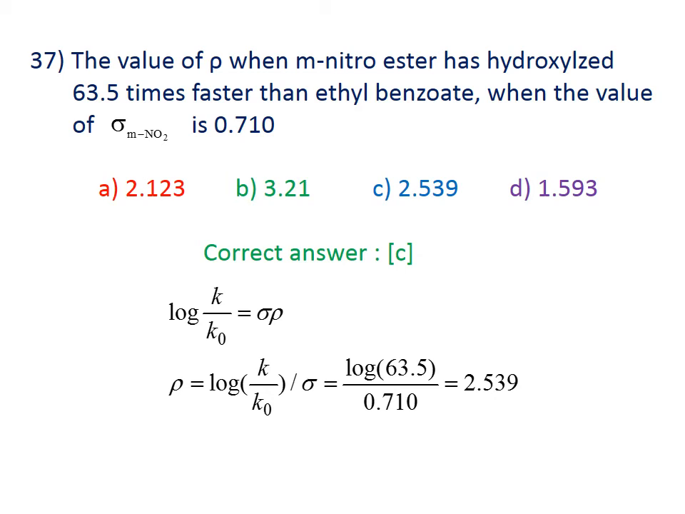Here you have to use the Hammett equation. Log K/K0 is equal to sigma into rho. K/K0 will be equal to 63.5 and sigma will be equal to 0.710. You substitute in the Hammett equation, you will get the answer C, 2.539.